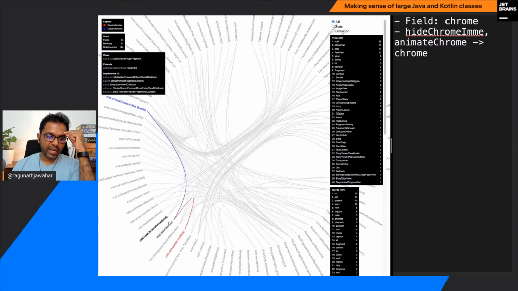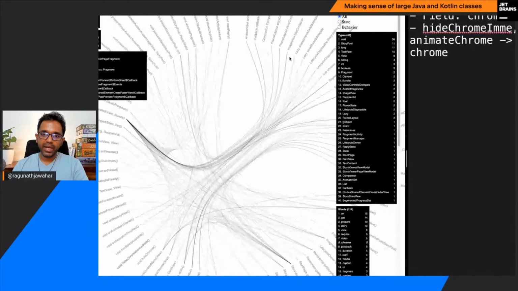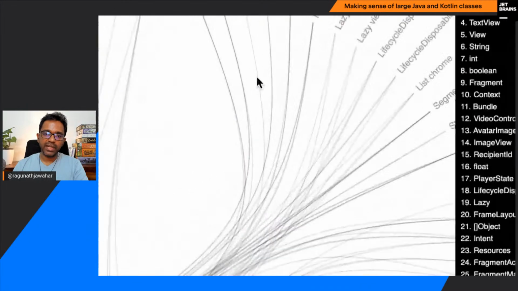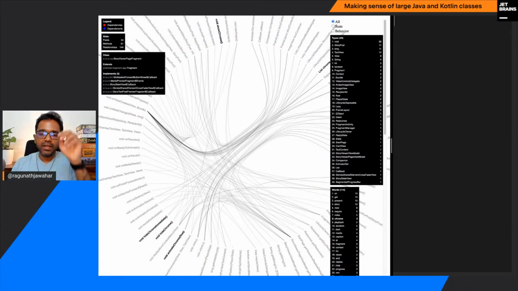And then if I go look at hide Chrome, we can see again there is animate Chrome, within the same network. And then if you look at hide Chrome immediate, again you could see there is animator set and Chrome, right? So for all of these fields that have Chrome in their name, we can see they depend either on Chrome or on animator set or both, right? And oftentimes these are called from on view created. So that is the relationship that we have determined.